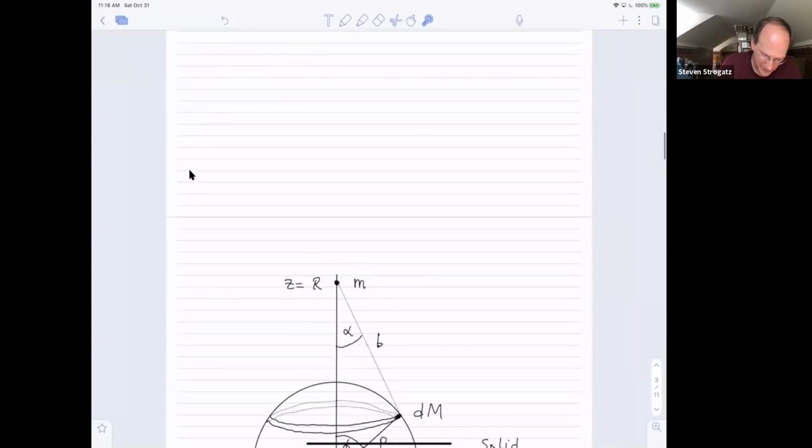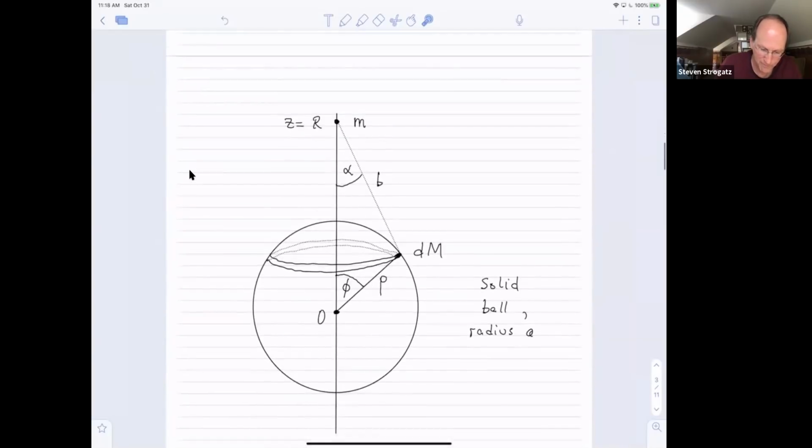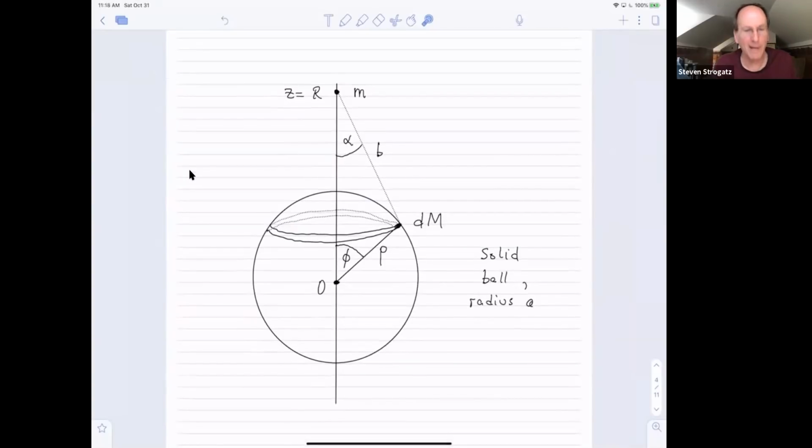All right, so now I'm ready to dive into the guts of the calculation. At this point, I haven't pre-written anything, other than this diagram, so we're going to just start writing. Okay, so here's the setup. I've got this big sphere, which is supposed to be our solid ball, that's pulling on a mass up here at a distance, capital R, away from the center of the sphere.